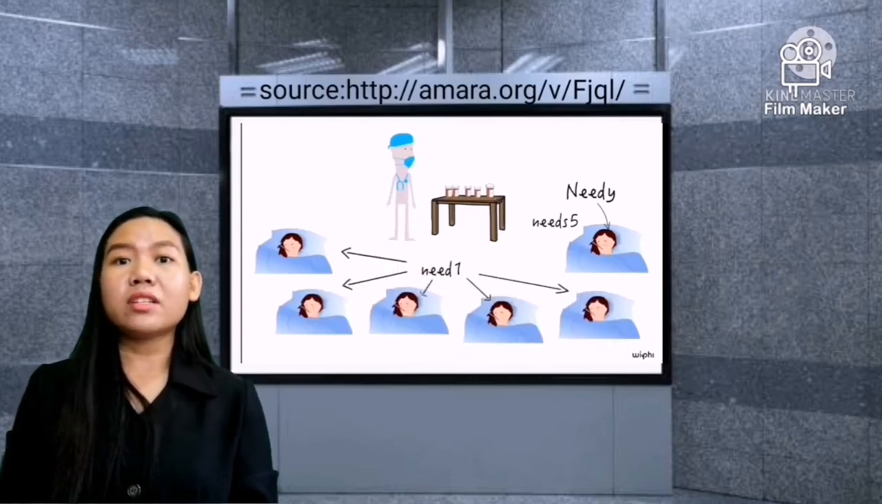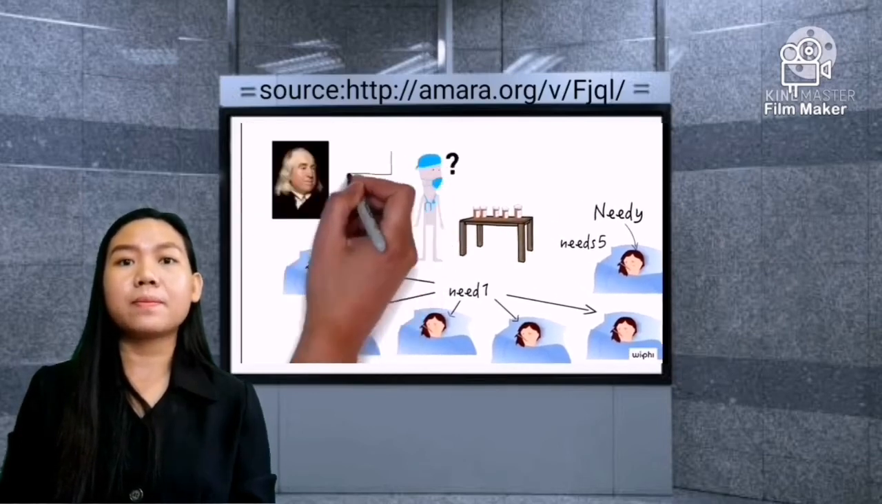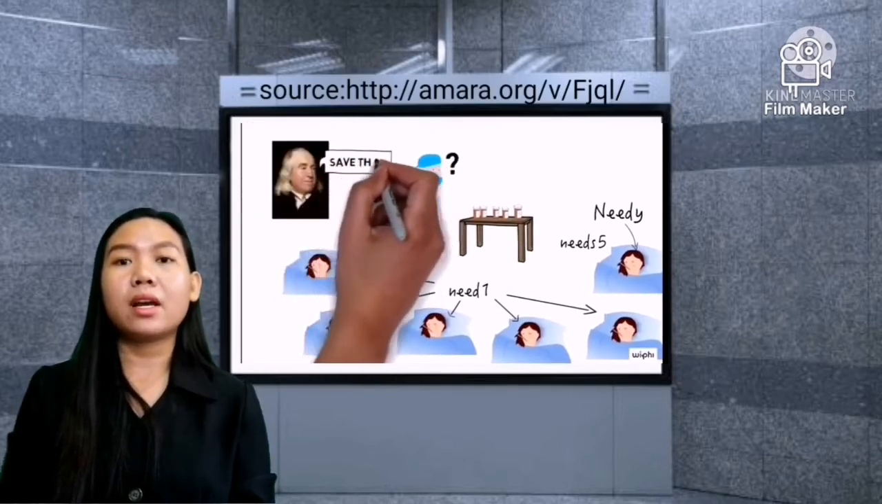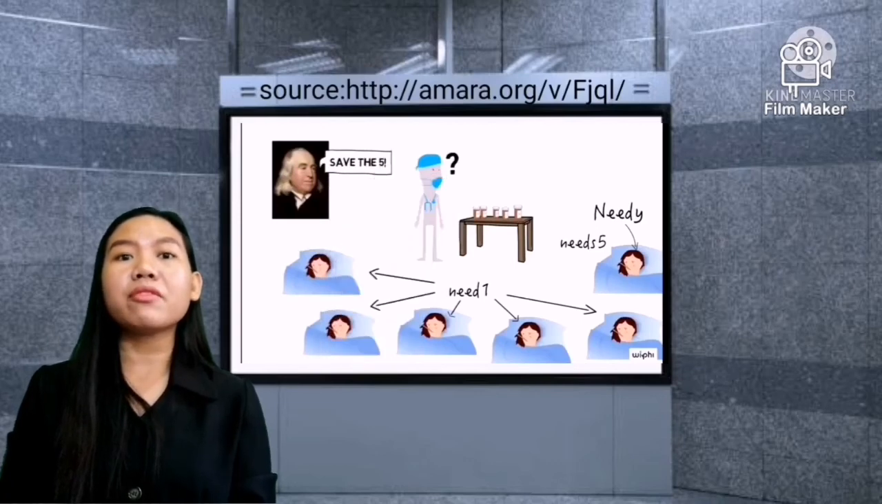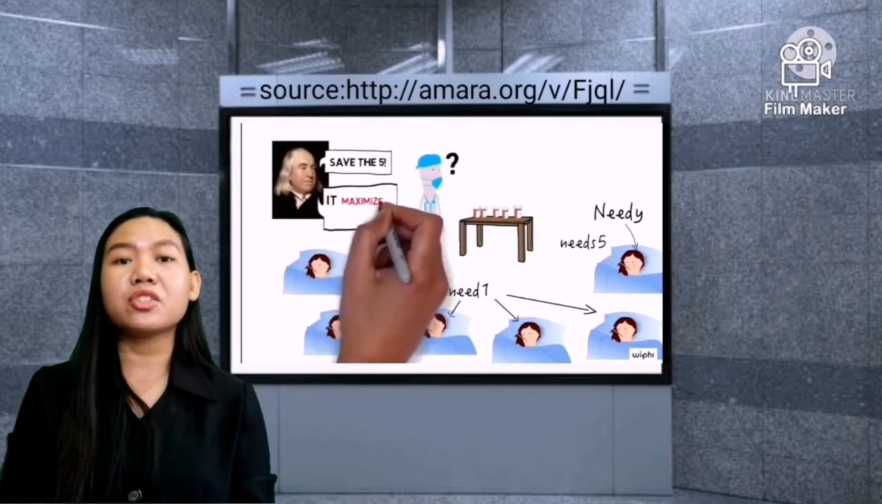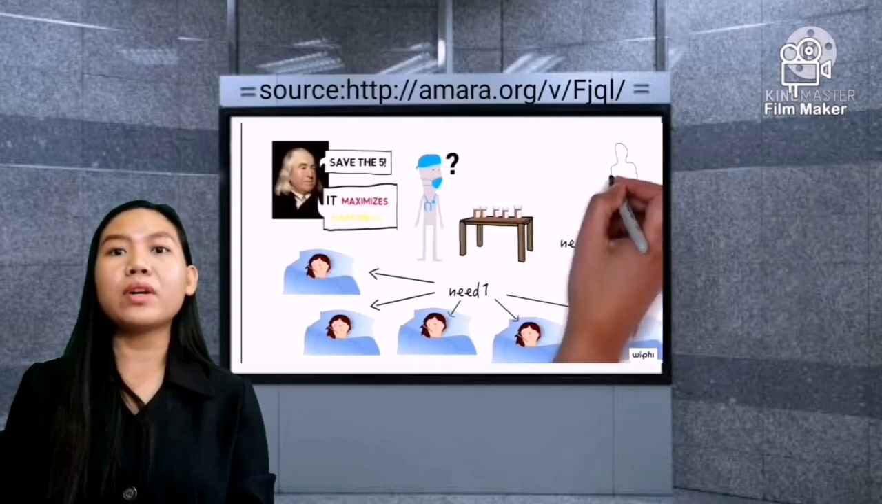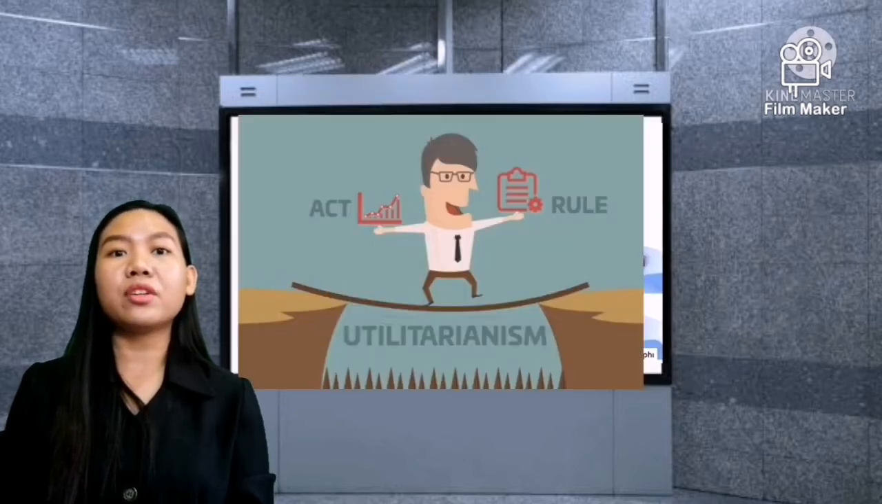Now, utilitarianism will tell us to divide up the drug, saving the 5 patients and allowing 1 patient to die. Why? Because saving the 5 preserves much more happiness and prevents much more suffering than saving just 1 life. Utilitarianism tells us the ends do justify the means if the moral gain of the ends is greater than the moral losses by the means.